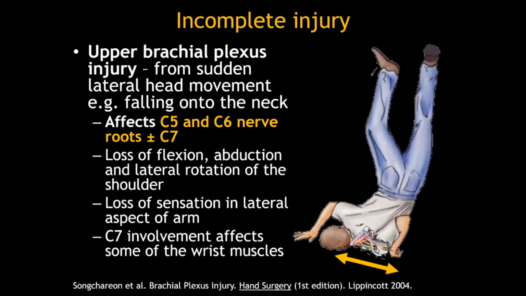As far as incomplete injuries go, there are two forms that can occur. The first type we'll talk about involves the upper brachial plexus, the second involving the lower brachial plexus. These are typically going to be seen in these kind of neck stretch injuries where somebody falls onto their shoulder, resulting in stretching of the upper components of the brachial plexus. So that's primarily going to be the C5 and C6 nerve roots. And the motor deficits that are characteristic of this injury include loss of flexion, abduction, and lateral rotation of the shoulder, and often loss of sensation of the lateral aspect of the arm.